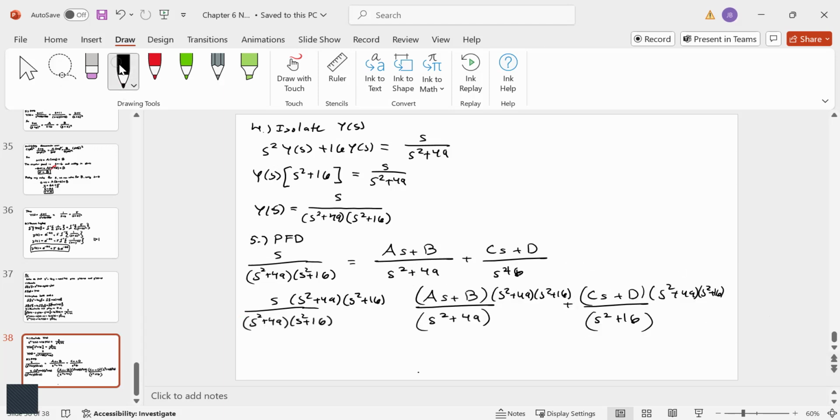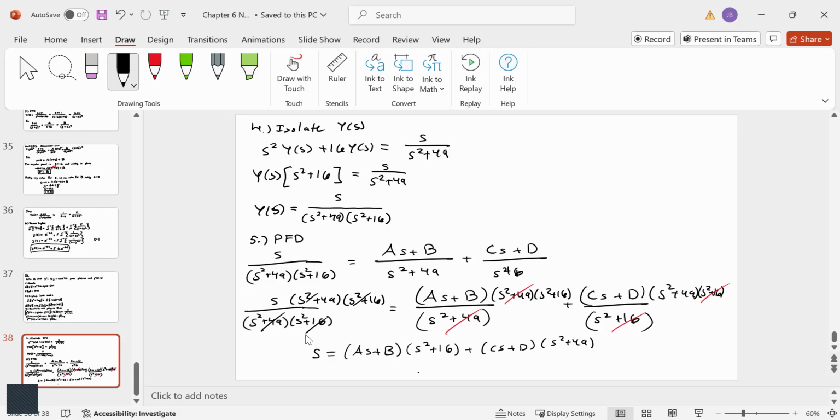So multiply everything over by the left denominator. Cancel, cancel, cancel, cancel, cancel that one, cancel that one, and we get s is equal to as plus b. If you're doing scratch work, it's not a bad idea to write it in terms of x, but just make sure you change it back to s later, just because a lot of students prefer to work with x versus s. Then (cs + d)(s squared + 49).